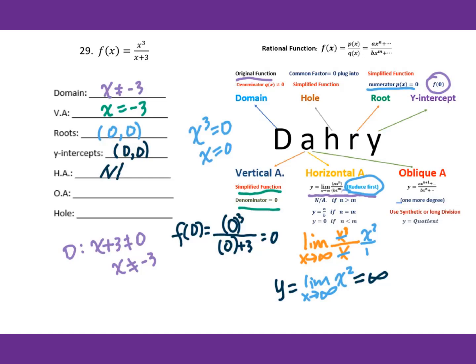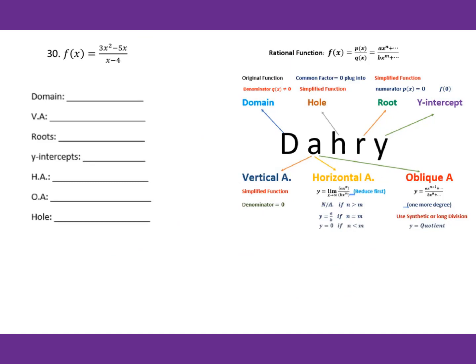Then plug infinity into this x, you will get infinity, which means no horizontal asymptote line. Oblique asymptote line keyword is one more degree, but we know this is 3 and this is 1. It's not one more degree, therefore not available. Hole keyword is common factor. We don't have a common factor, therefore it's not available. Now let's go to 30.